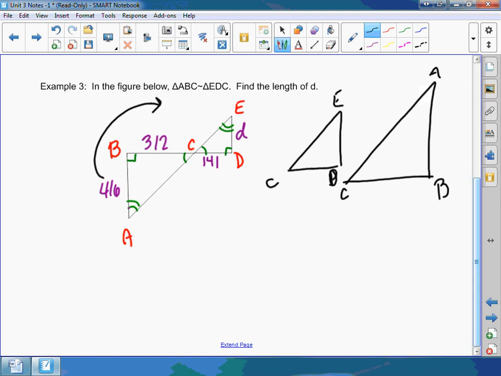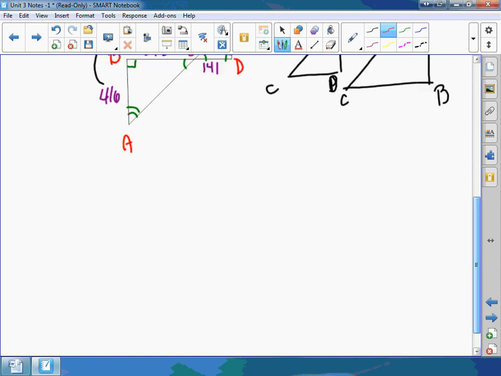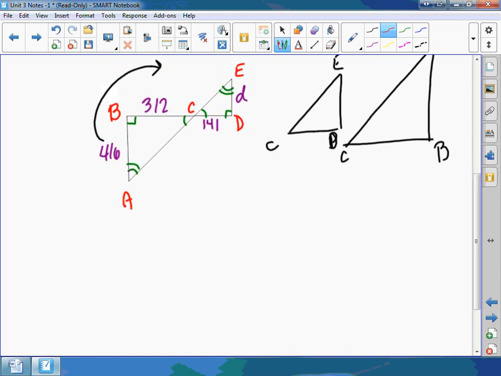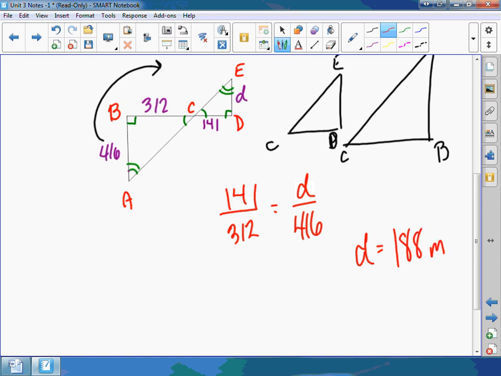If you used a proportion, can you tell us what your proportion was, please? What do you have? Ava? So 141 corresponds to 312. Those are corresponding parts, and D and 416 are corresponding parts. And if you rotated them, you would see that. When you solved that, what did you get, Ava? 188 meters. Okay.